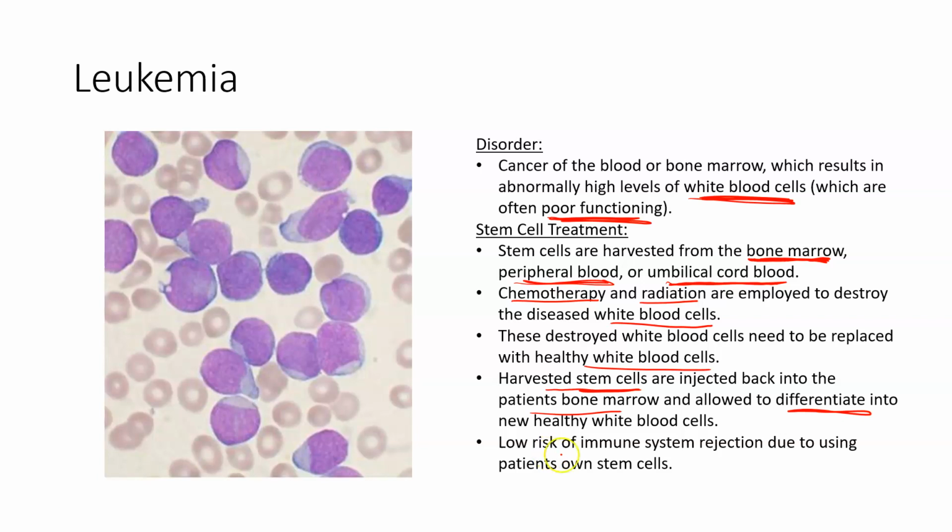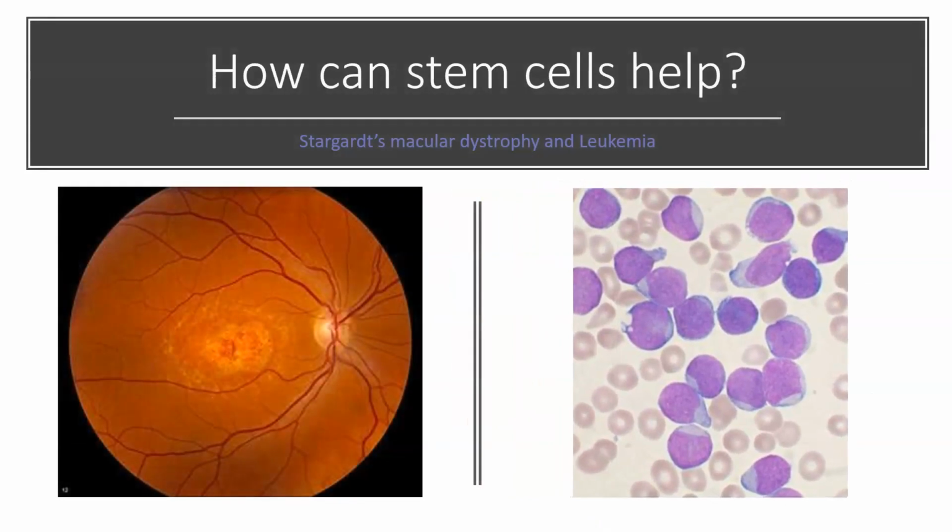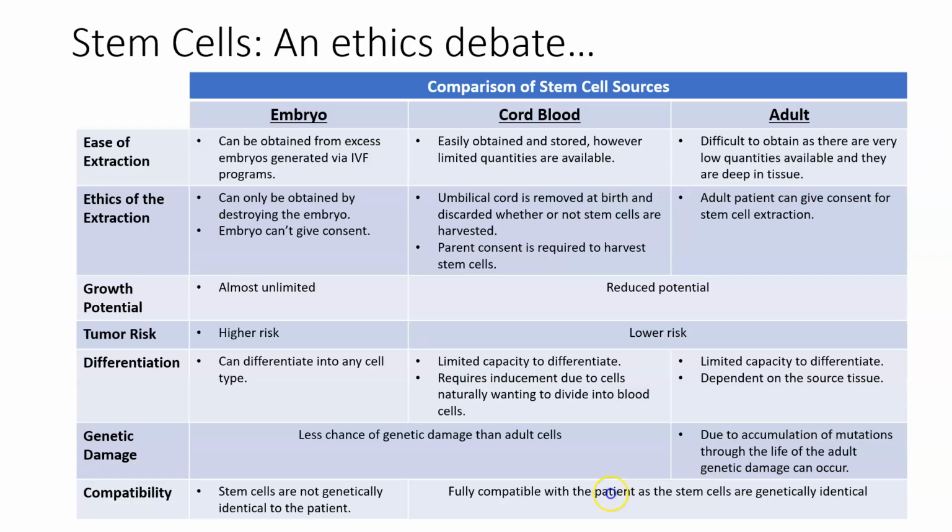So it is low risk of immune system rejection due to using those patient's own stem cells. I mean, if we are harvesting stem cells from the patient, keeping them held aside, knocking out all of the diseased white blood cells, and then putting the patient's own stem cells back into the bone marrow and allowing them to differentiate and become properly functioning white blood cells, is the whole goal and the whole treatment protocol at this point, to try to eliminate this disease from a person's body and therefore curing them permanently. Another cool use of stem cells in medical research right now.